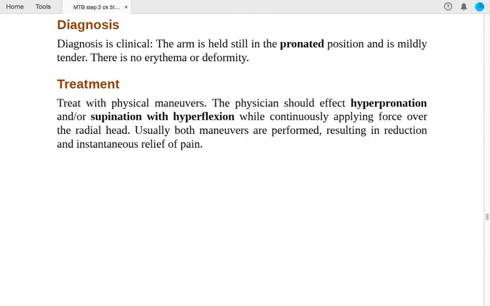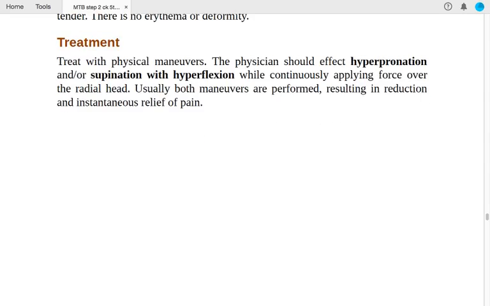The physician should effect hyperpronation, or supination with hyperflexion, while continuously applying force over the radial head. So by continuously applying force over the radial head, we can do this supination, we can do this hyperpronation maneuver. But usually both maneuvers are performed, resulting in reduction and instantaneous relief of pain. So definitely, if we go for the options, we can say that they result in reduction and instantaneous relief of pain.